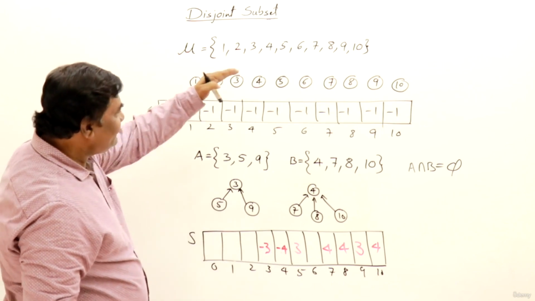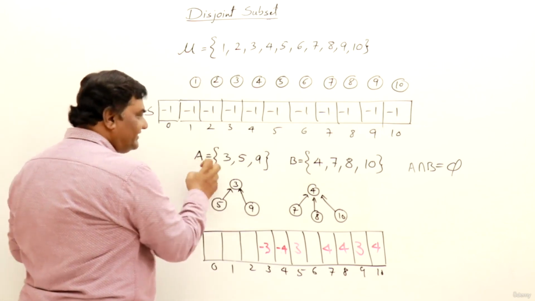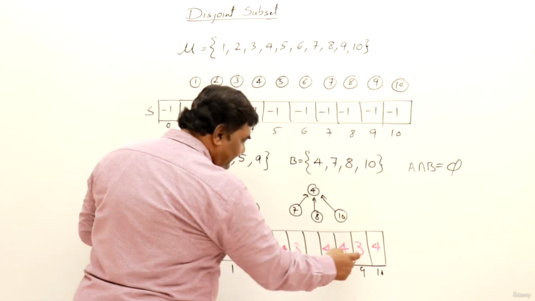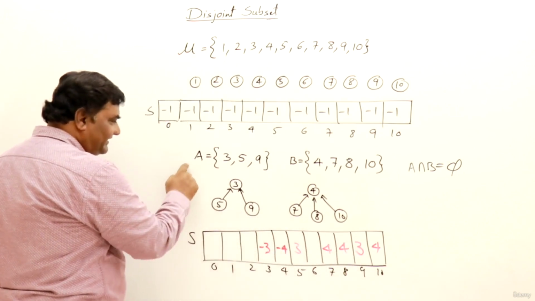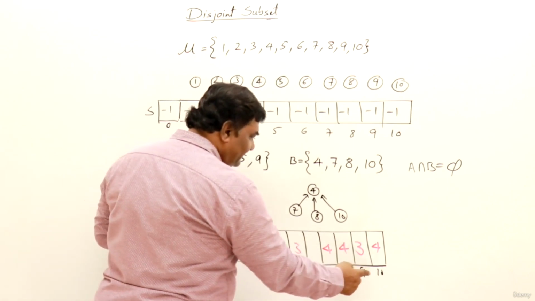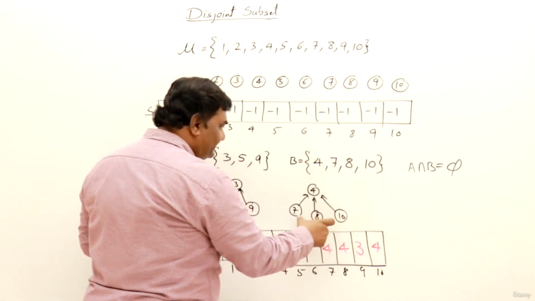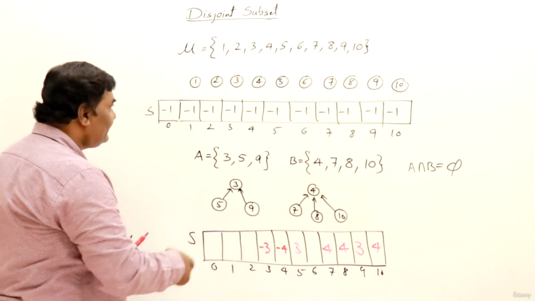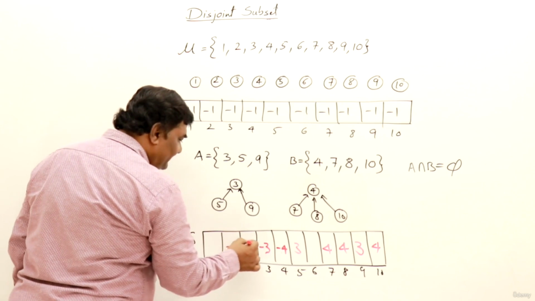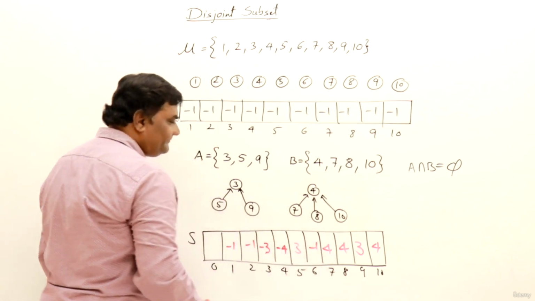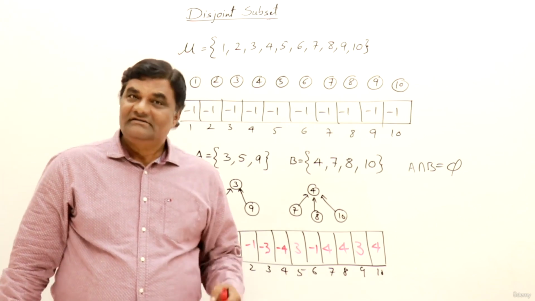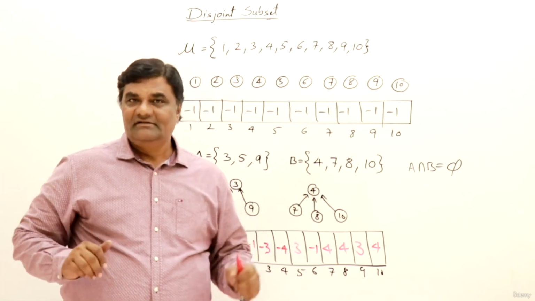So from that universal set, we have prepared one subset A and one subset B. These elements, 3, 3, 3, are forming a subset that is A, and this 4 and the 7, 8 and 10 are forming a set that is B. What about the rest of the elements? They are not yet included, so let us put all of them as -1. That's all. This is the representation of disjoint subsets in a universal set.